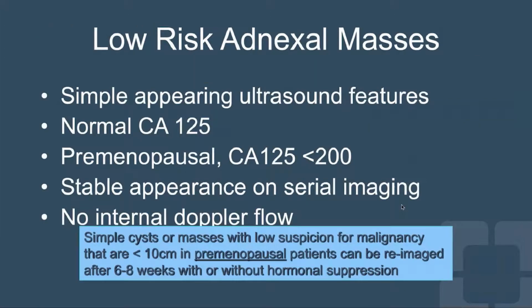The lowest risk adnexal mass we discussed has a premenopausal CA125 less than 200, postmenopausal greater than 30, a stable appearance on serial imaging, and no internal Doppler flow on the ultrasound. They must look normal. Simple cyst masses that are less than 10 centimeters in a premenopausal patient can be reimaged after 6 to 8 weeks with or without hormonal suppression.